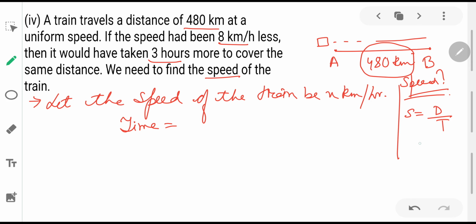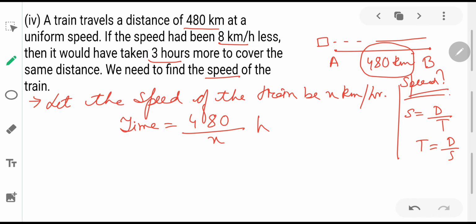So, if I just take time here, I will get time equals distance by speed. So here time will be distance by speed. What is the distance here? The distance is 480. What is the speed? The speed is x. So, let us take this as hours.